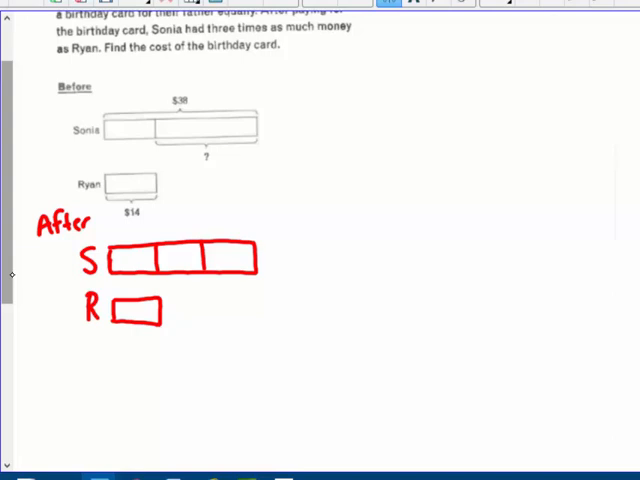Okay, so think of this as $38. If I take $1, because they're paying the same amount, if I take 1 from Sonia, that would be 38 minus 1 would give me 37. And 1 from Ryan, 14 minus 1 would give me 13. Is that a 3 to 1 ratio? No.